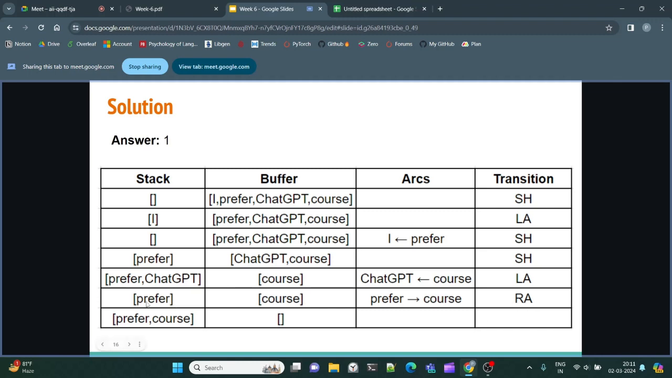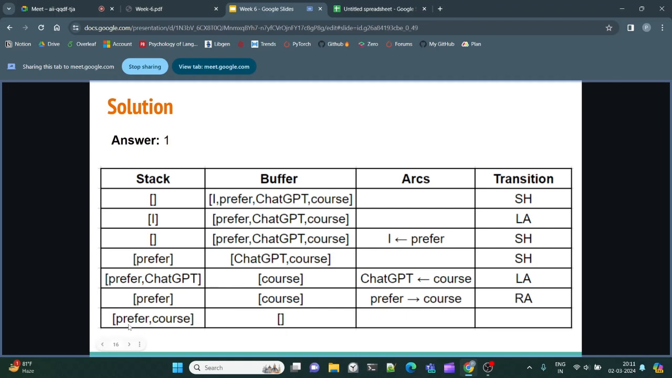So here we do a right arc. Right arc is from the top of the stack to the top of the buffer. Whenever we do a right arc transition, the word that was there in the buffer is shifted to the stack. Nothing is dropped, just the word is added.